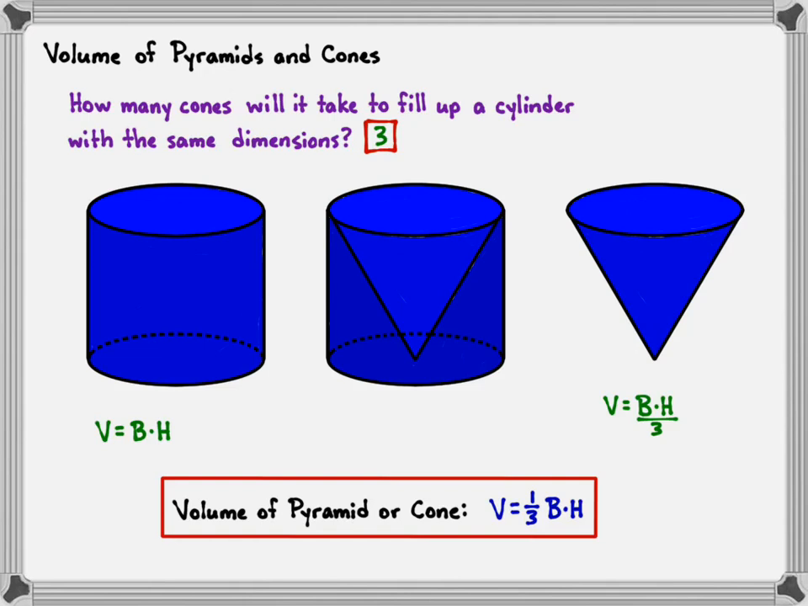So we have the volume of any prism or cylinder as the area of the base times the height. The volume of any pyramid or cone is the same exact thing, except it's 1/3 of it, because we can fit 3 cones inside the cylinder.